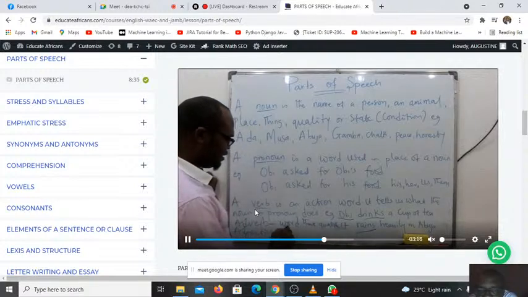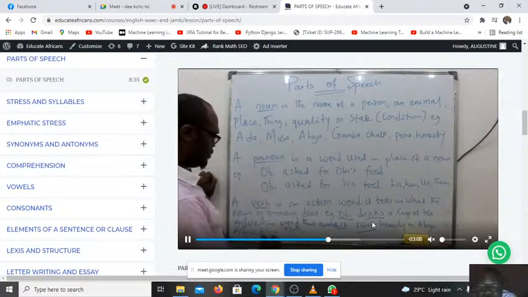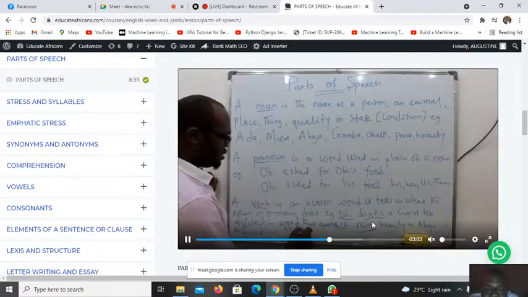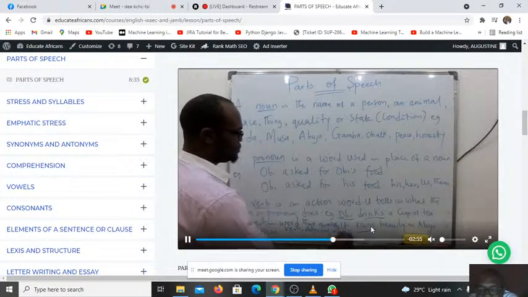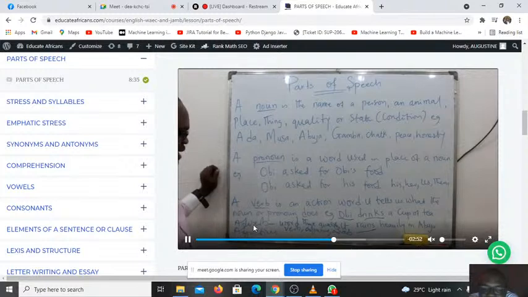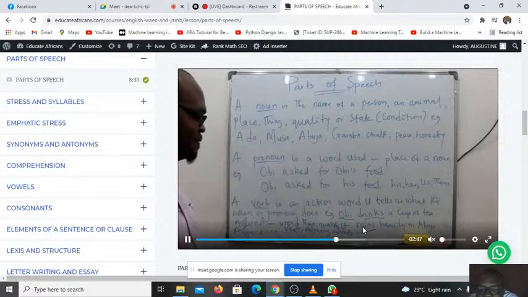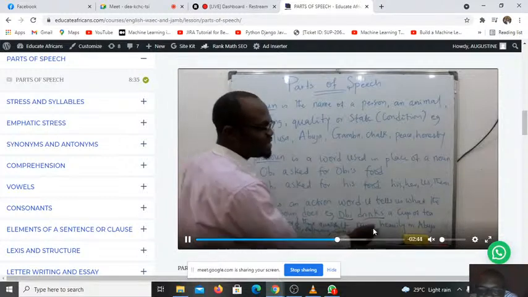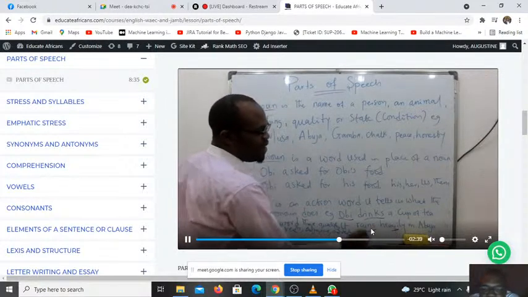Then a verb is an action word, a word that tells us what a noun or pronoun does. If you say Obi drinks a cup of tea, drink is the action being performed. So Obi is drinking, and that drink is a verb. If you say it rains heavily in Abuja, rain is the action, so rain is a verb. Then an adverb is a word that qualifies a verb. When you say it rains heavily, this heavily is telling you how the rain is being done. So it is an adverb because it is qualifying the verb rain.